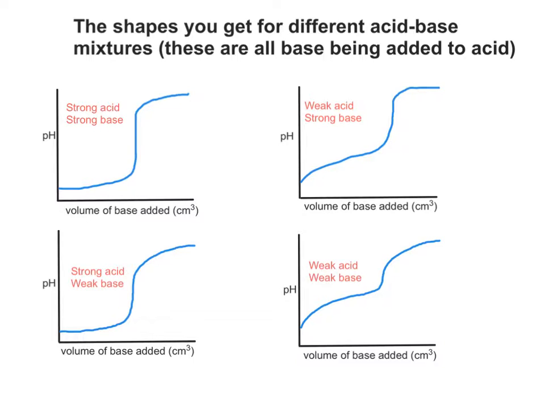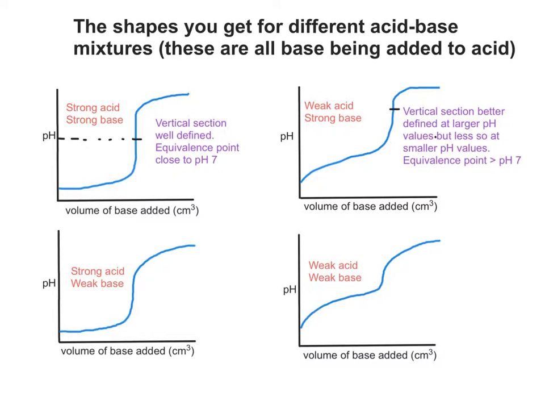If we look at the strong acid, strong base example, the vertical section is well defined and the equivalence point itself is close to pH 7. So when you're looking at a pH curve for a weak acid and a strong base, the vertical section is better defined at larger pH values but less so at smaller ones. The equivalence point is greater than pH 7.